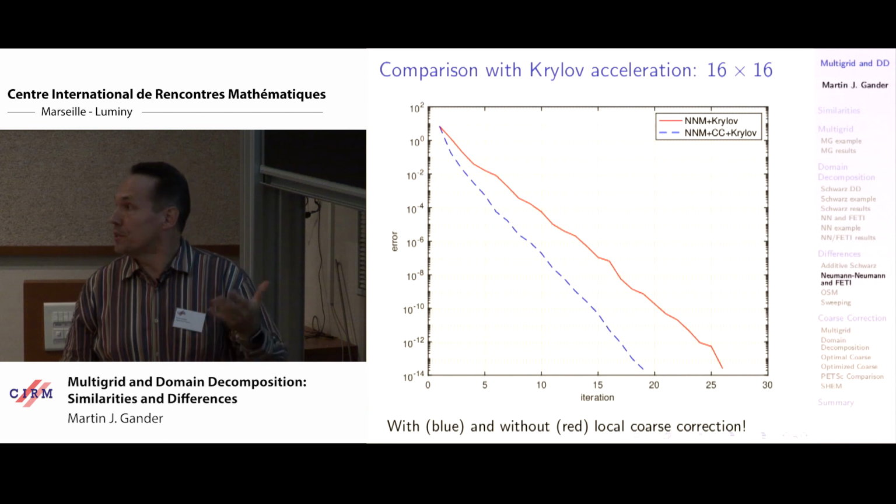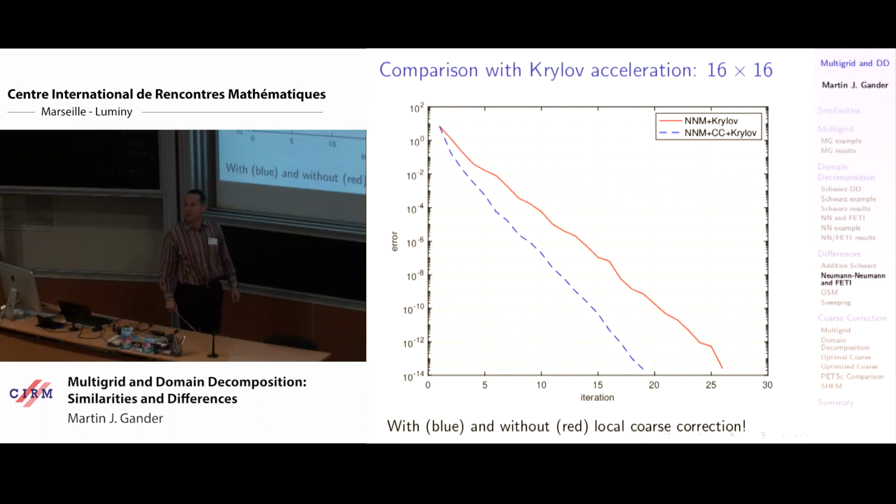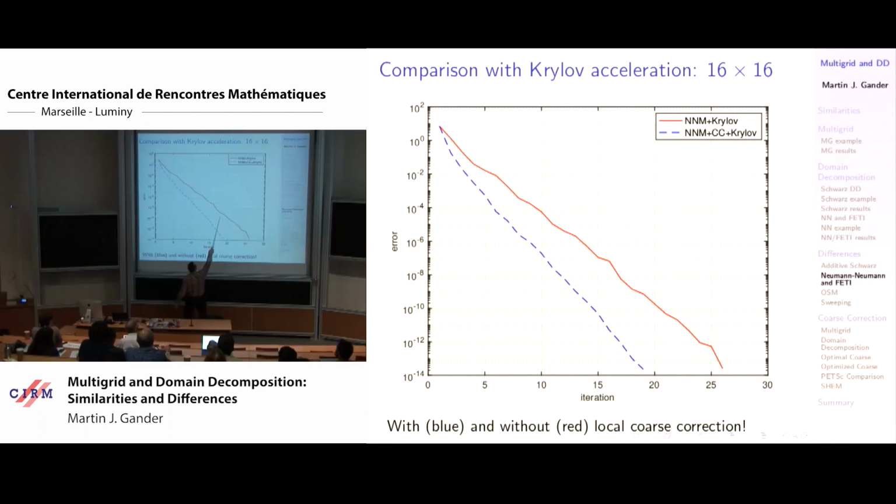Again, you can wonder, is this important? The Krylov method fixes it anyway. And it's true, it fixes it. This is without this local coarse correction, and this is with the local coarse correction. So it does help. You take fewer Krylov iterations. You also pay something for the local coarse correction. It's not free, but it's not an expensive correction. It's not a global one.